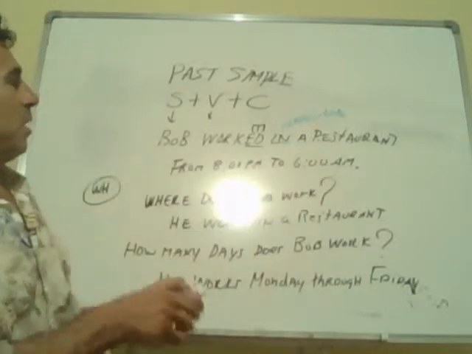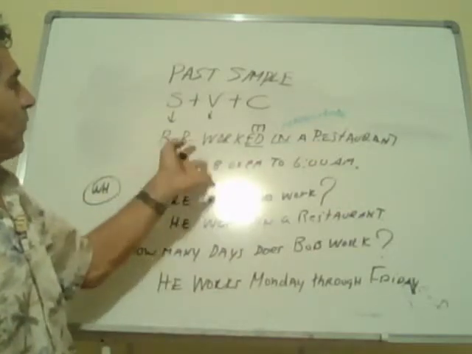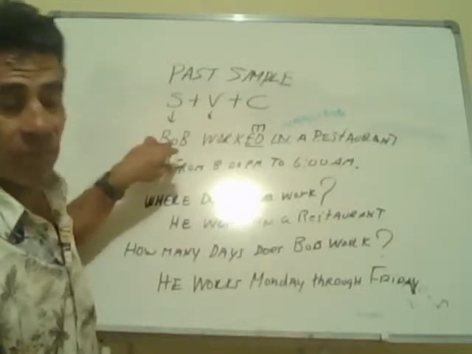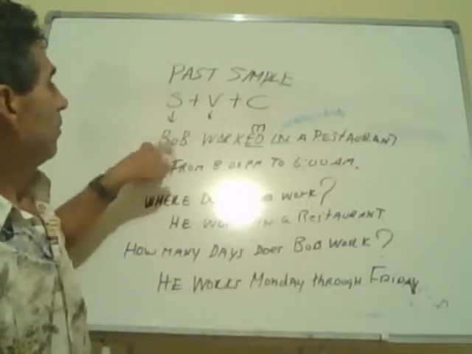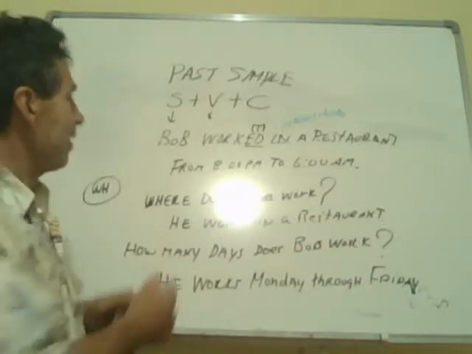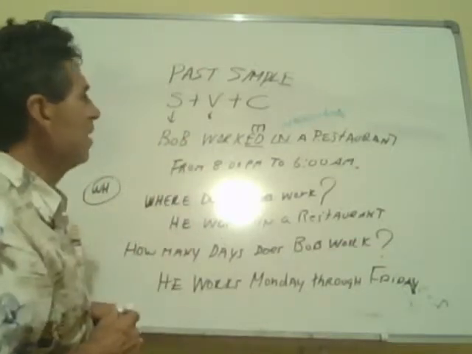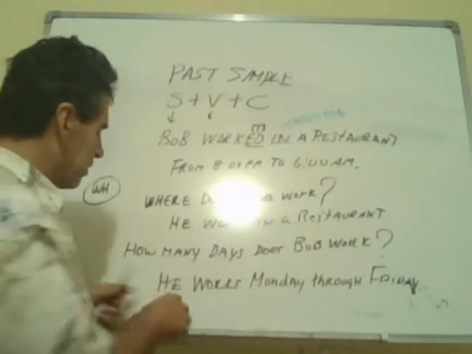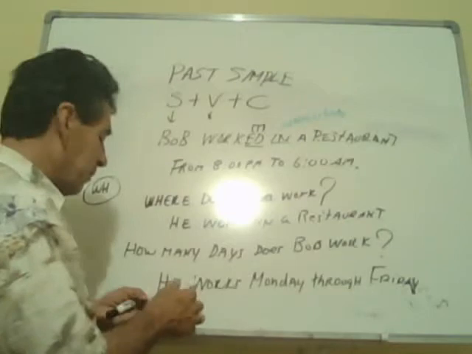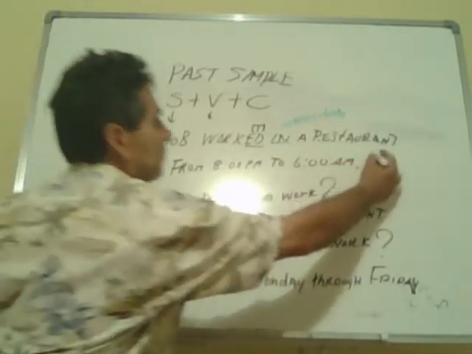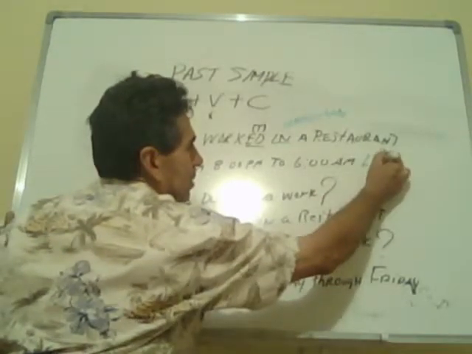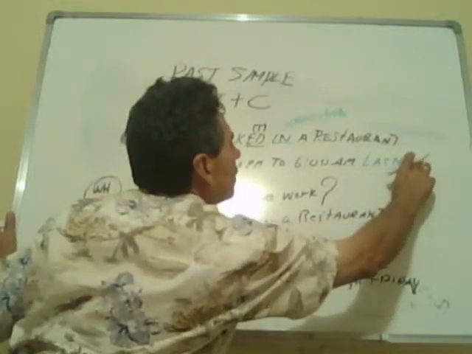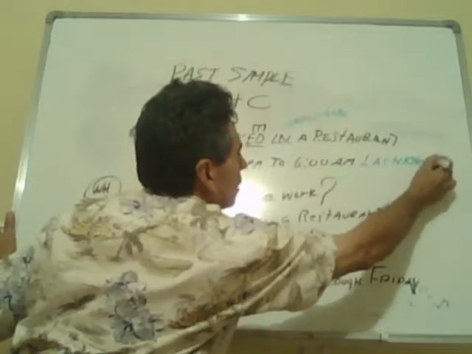Today, well, first of all, we have to get more specific information from him, right? But when? Today, Bob worked in a restaurant from 8 a.m. to 6 a.m. You say today, you can say today for last night. But we're not talking about the present simple, it is last night. Last night, right here.